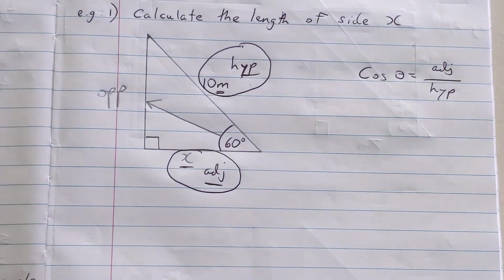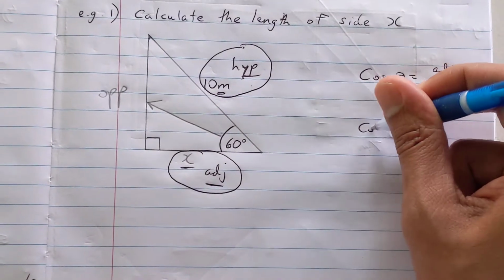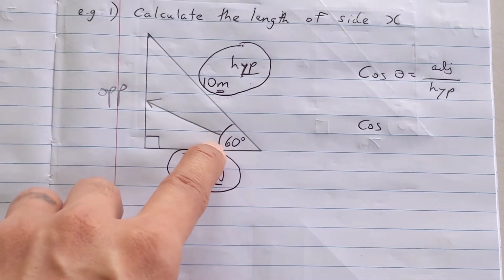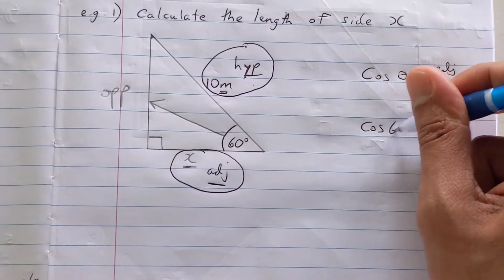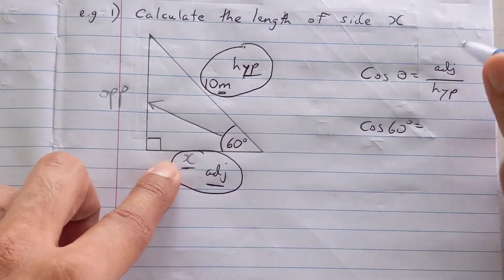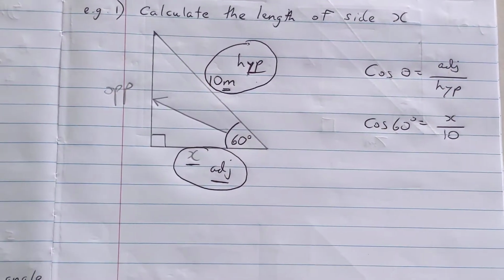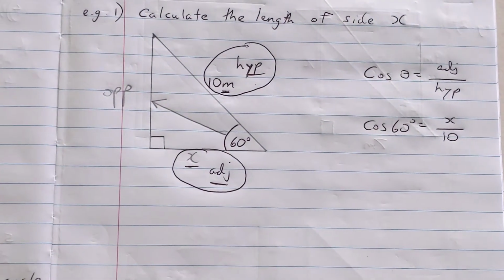So the next part now is substitute, because I have a formula. This is the formula I'm going to use. Let's substitute. So cos of the angle, we actually have a value for the angle this time. Theta in this case is 60 degrees, is equal to the adjacent side. What's the adjacent side? The adjacent side is x, and the hypotenuse is 10. So we replace everything. And now I just need to solve.